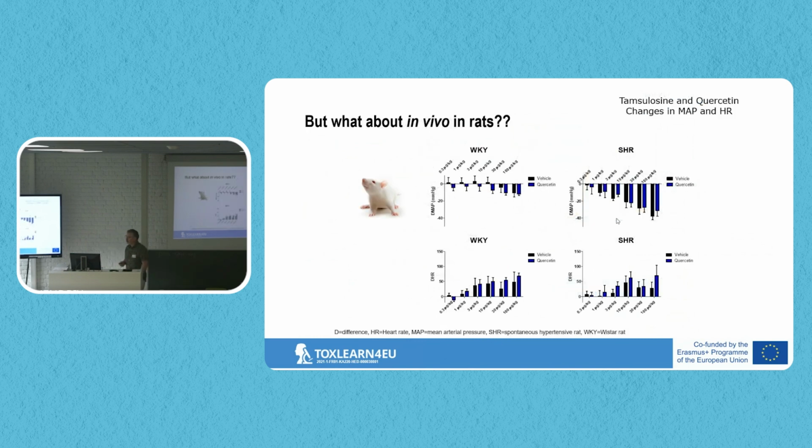So then we went to the animals. We had two types of animals: the Ricky rat, that's a normal rat, and the spontaneous hypertensive rat. And we measured the blood pressure, which is on the first two graphs, and the heart rate on the next two graphs, and nothing happened at all. So the drug, the tamsulosin, did work, right? Because we see blood pressures going down, especially in the spontaneous hypertensive rat. Heart rate goes up, which is a direct effect of this blood pressure lowering effect. But there was absolutely no difference between the rats with or without the quercetin.